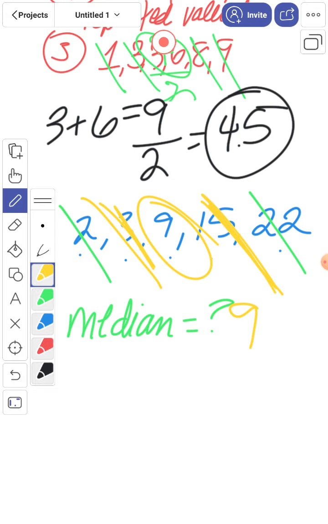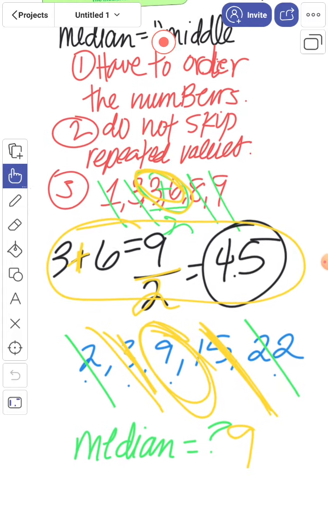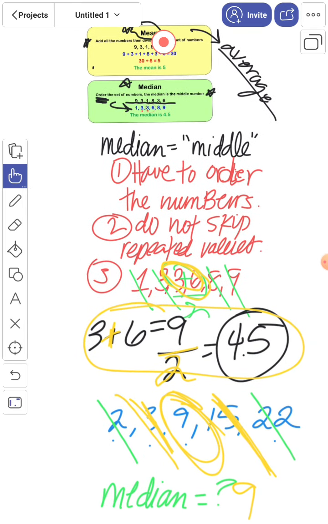And so you only have to add them and then divide by 2 whenever there's 2 numbers in the middle. But whenever there's just 1 number in the middle, that's your answer. It's just 9. Okay? So make sure you have all that, and we're going to go to the next.